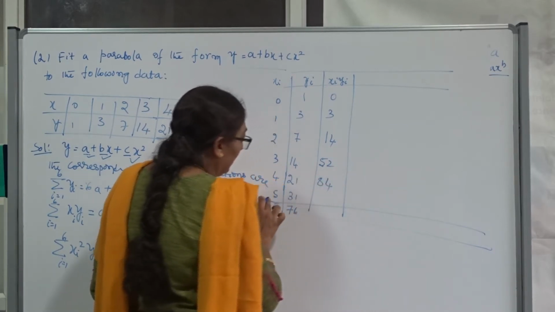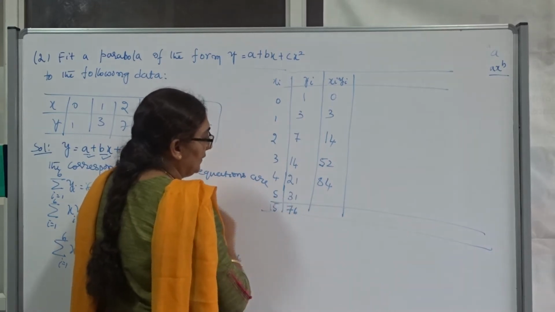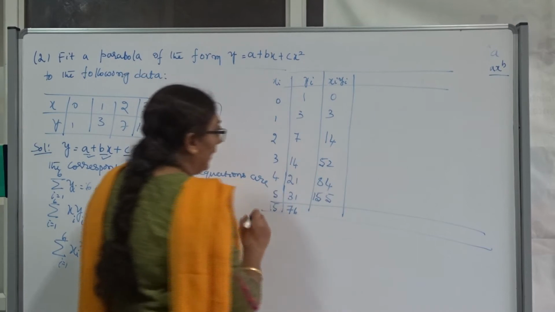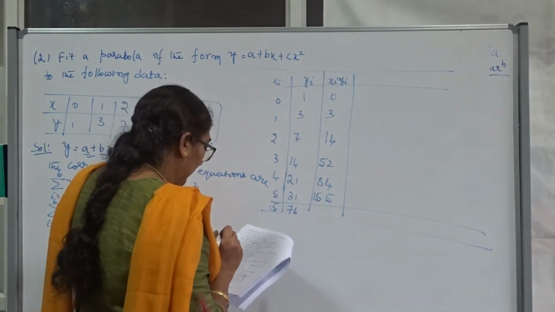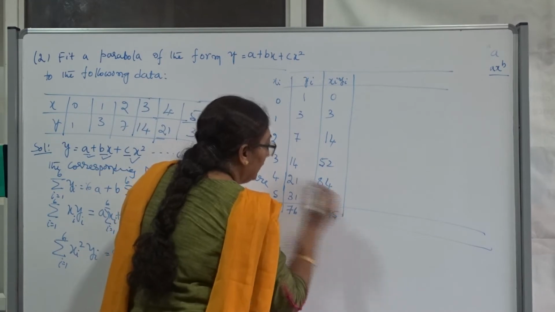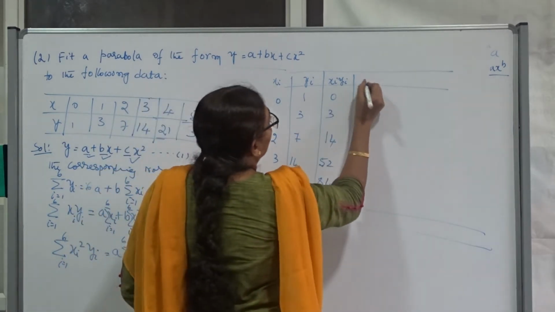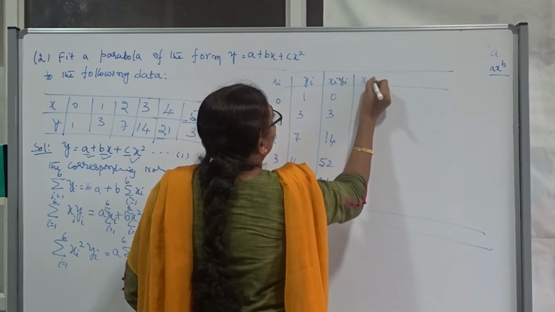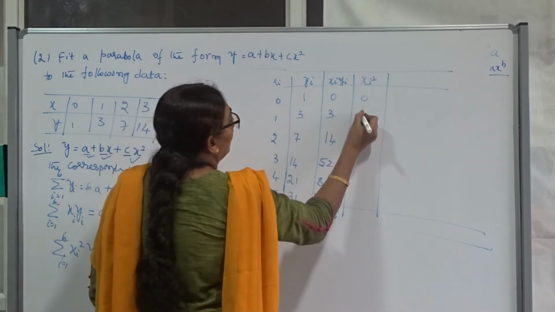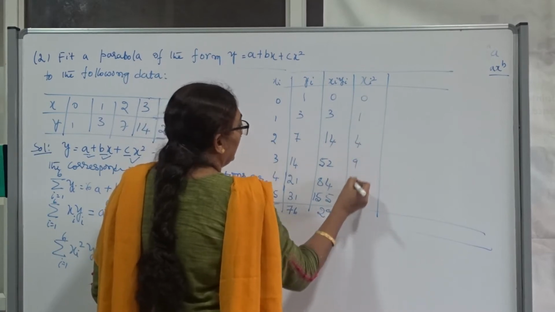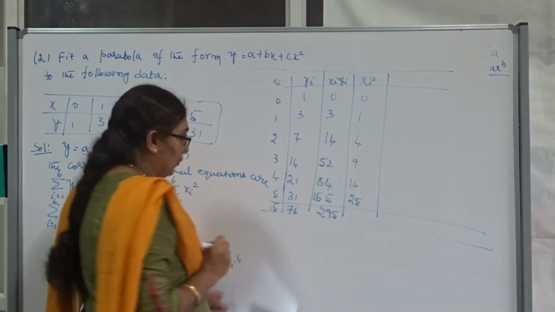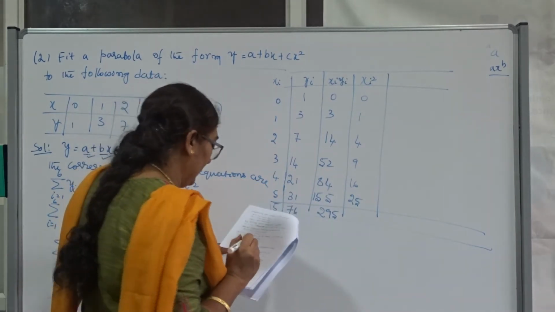Then 31 into 5. 31 into 5 is 155. Take the total. The total of xiyi is 295. Next I want to calculate xi². xi² is the square of x: 0, 1, 4, 9, 16 and 25. The total of xi² is 55.